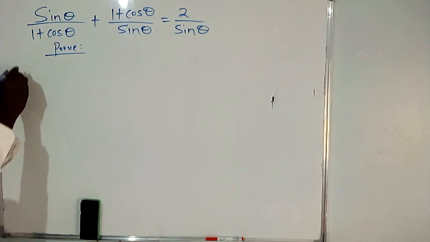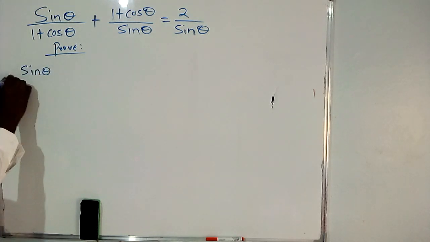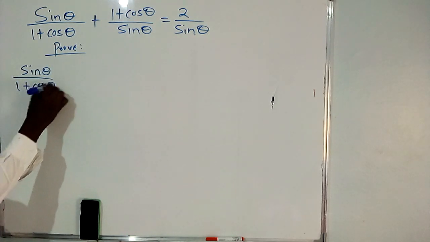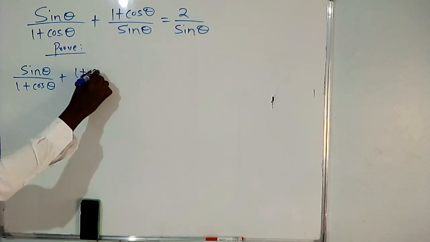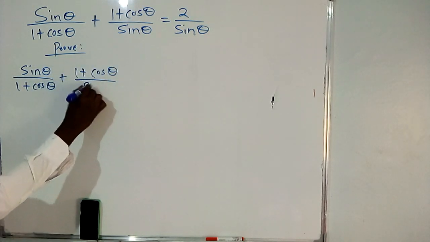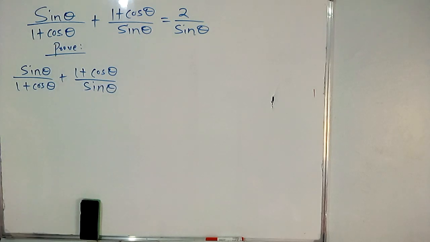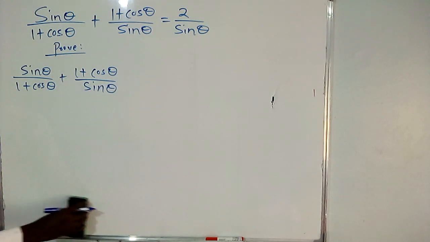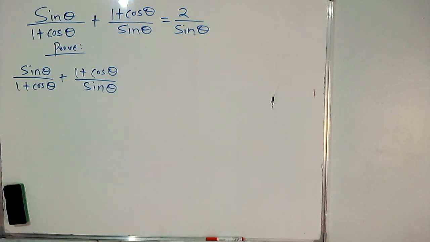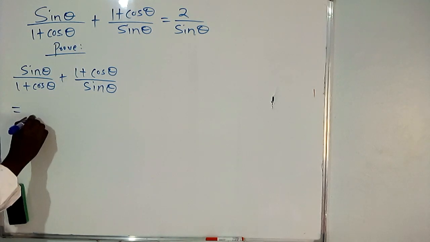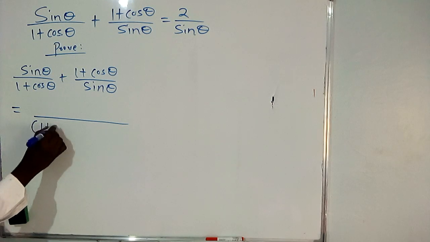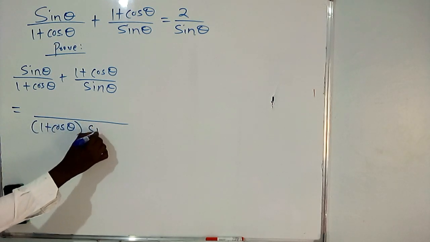We are starting from sin θ over 1 plus cos θ, then plus 1 plus cos θ over sin θ. Then we are supposed to end up with a single term. So for us to end up with a single term, we must first make this a single term, isn't it? We look for the LCM. So the LCM is the product of the two denominators, isn't it? So the LCM is sin θ times 1 plus cos θ.